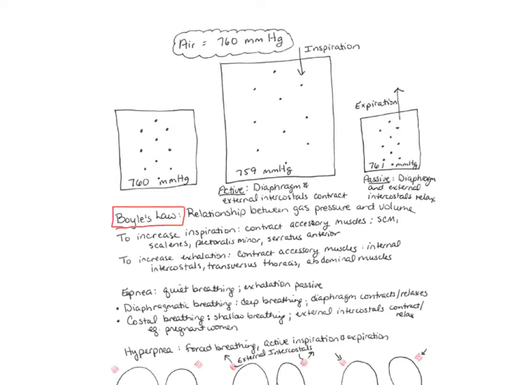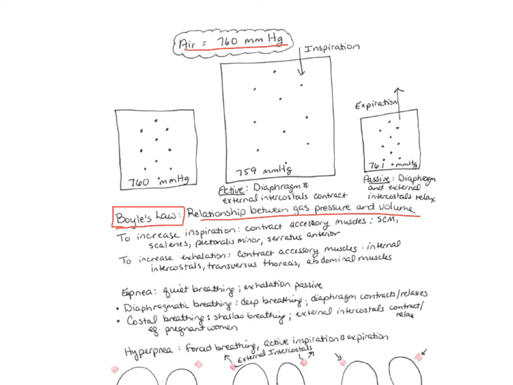Boyle's Law is just talking about the relationship between gas pressure and gas volume, right? So gas molecules exert a pressure when they're in a container. So even in the environment, we have this huge container with all this air, and it exerts a pressure in the environment of 760 millimeters of mercury. These gas molecules are bouncing all over the place. They're bouncing against each other. They're bouncing against objects, and they're in this container, and they exert a pressure of 760 millimeters of mercury.